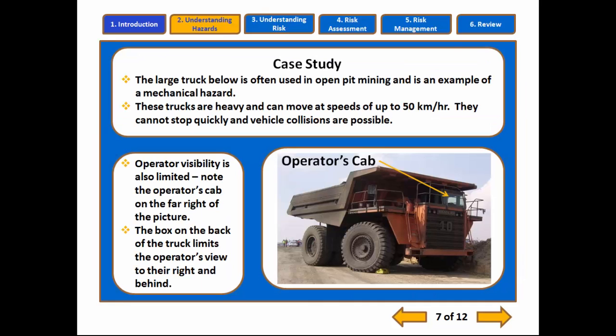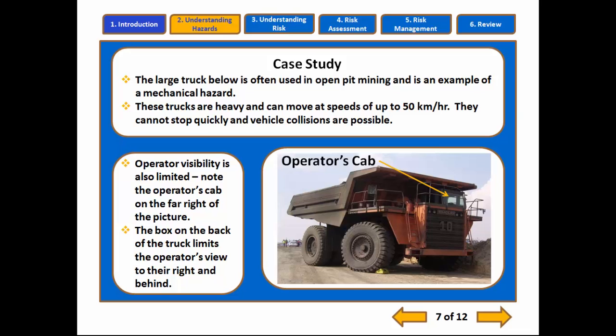Let's look at another example. So we have these large dump trucks that are used in large-scale mining operations. They can move up to 50 kilometers an hour. So even when they're empty, you can imagine that there's quite a lot of momentum associated with something of this size. They're hard to stop. They're hard to precisely maneuver.